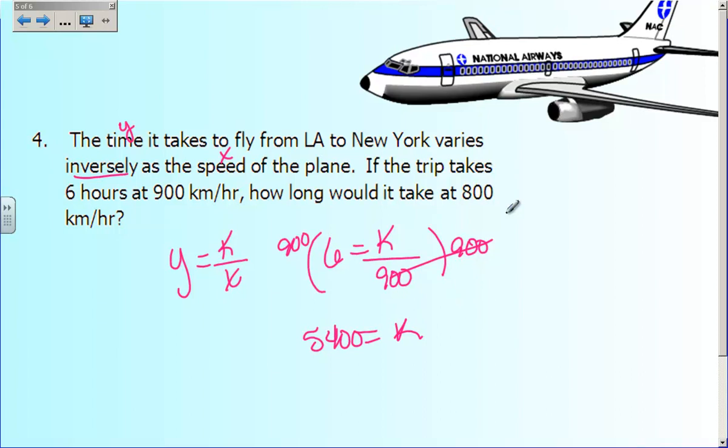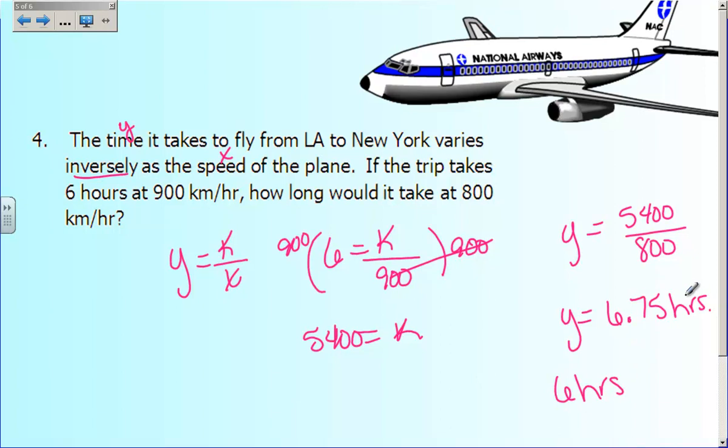Well, now to find out how long it's going to take at 800, I'm going to plug this back in. So I want to know y equals, if k is 5,400, then speed is 800, and then I just need to divide the two to figure out how long it would take, and it would take 6.75 hours. And if you wanted to get all technical, it would be 6 hours, and then 3/4 of an hour would be 45 minutes. Either of those answers is acceptable, but you're more likely going to see the second one as an answer choice on a multiple choice test.